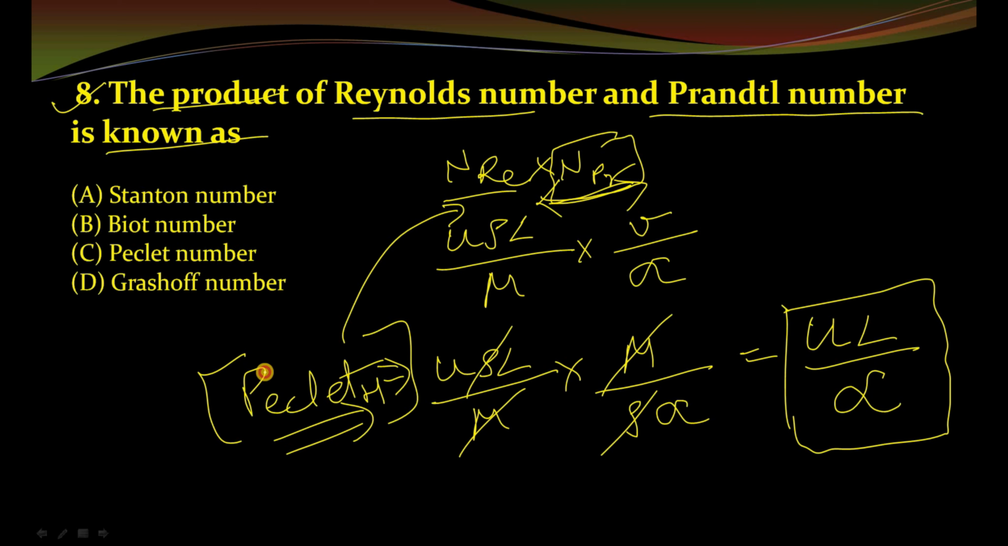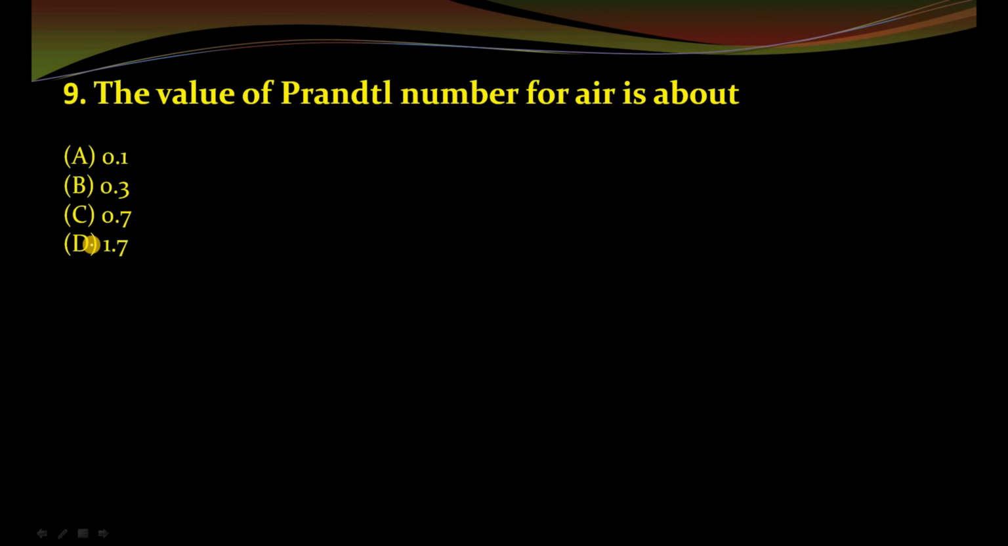So the right option will be here, Peclet number is going to be the right option. Now the value. Okay, so ninth question is: the value of Prandtl number for air is about to. Here are the four options: 0.1, 0.3, 0.7 and 1.7, right? So how can I calculate this?